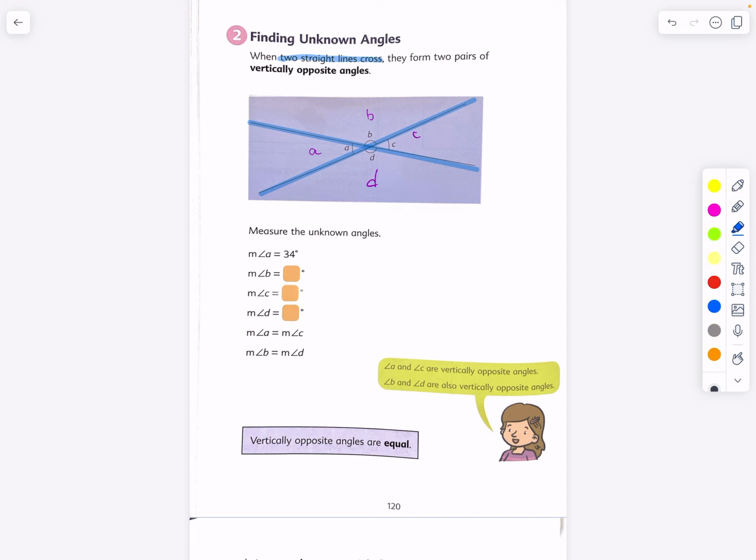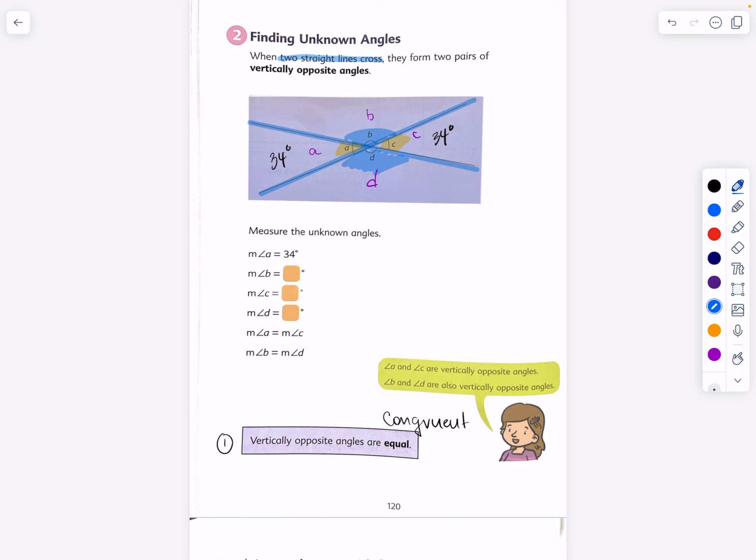We have opposite angles. What are opposite angles? Angle A is opposite of angle C, and I'm going to use a different color. Angle B is vertically opposite of angle D. In geometry, we have a theorem: vertically opposite angles are equal. We also use this word in geometry, congruent. Congruent means equal. So if the measure of angle A is 34 degrees, because vertically opposite angles are congruent, or equal, angle C is also 34 degrees.